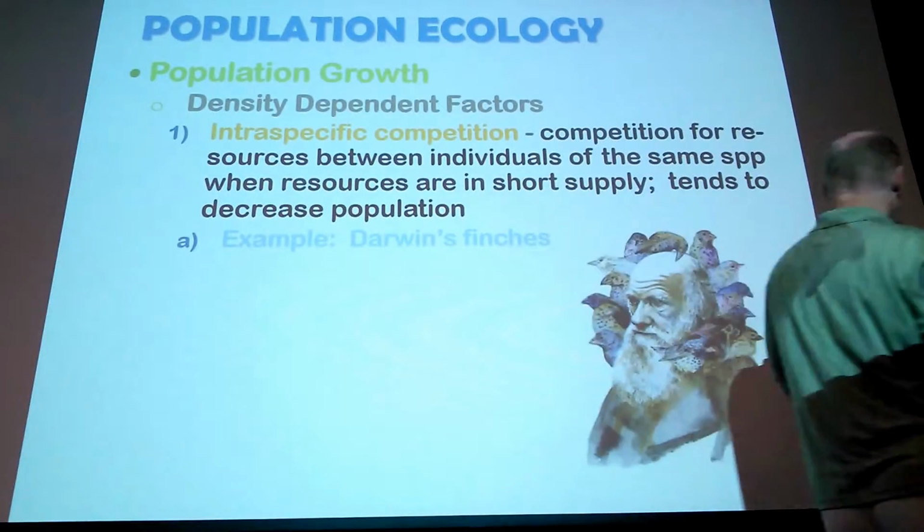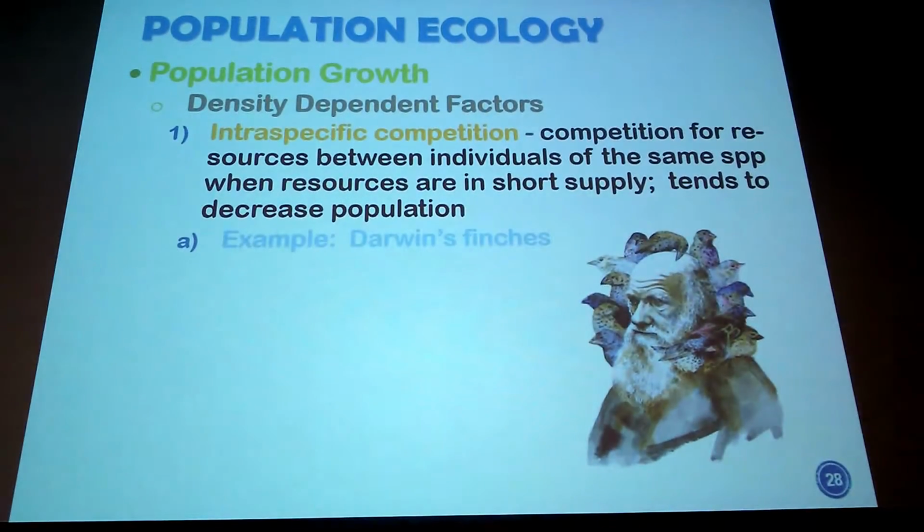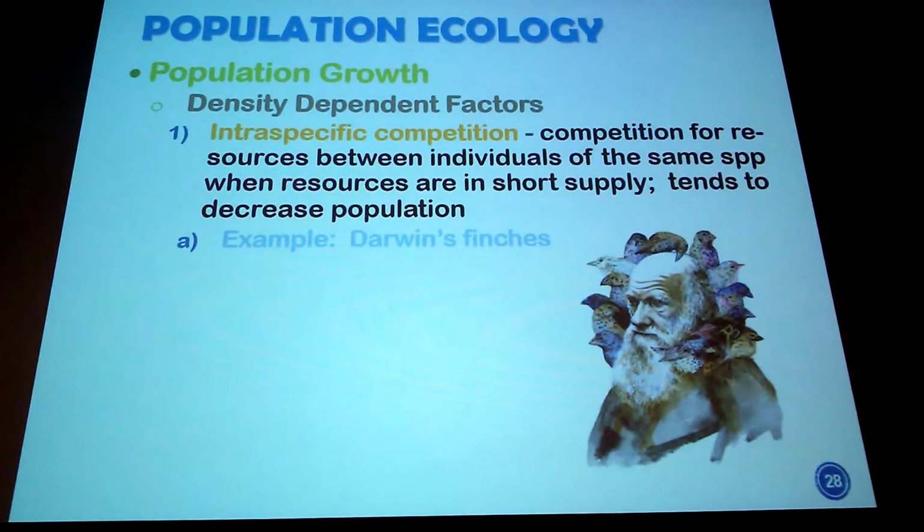So intraspecific competition. When you start eating different things, you start living in different areas, maybe your beak, if you're a finch, changed to eat insects better than seeds, or other parts of a plant better than seeds, and that's what led to all the different kinds of finches.